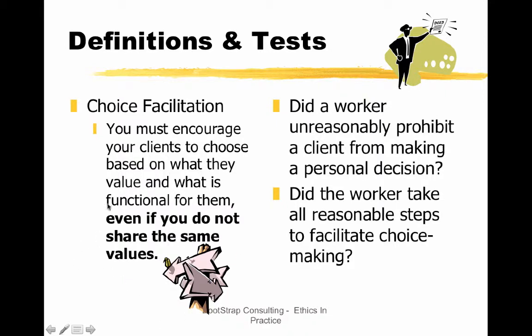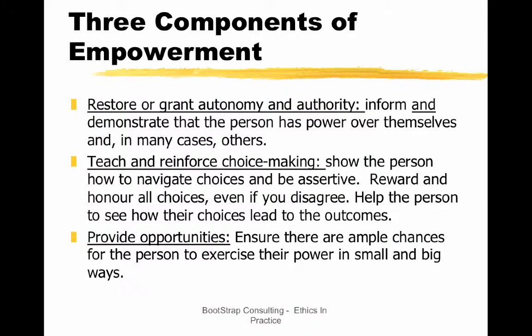You don't have to share their values. If they want to get married and they're in a same-sex relationship and you use your values to tell them they can't, you're violating this principle. On the other hand, if the person says to you, I want to go and run into the middle of the freeway, then for sure that's not what we would consider to be a reasonable choice. It looks to me like it's a pretty inevitable choice to kill themselves.